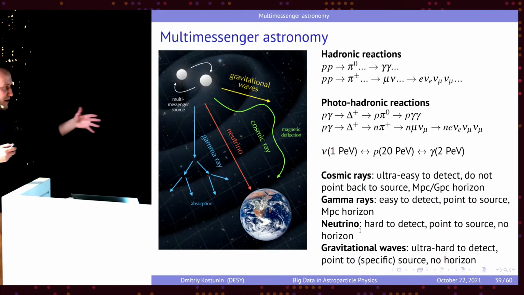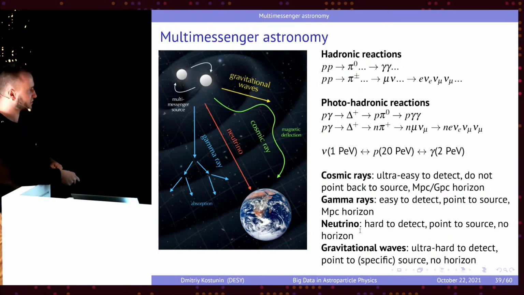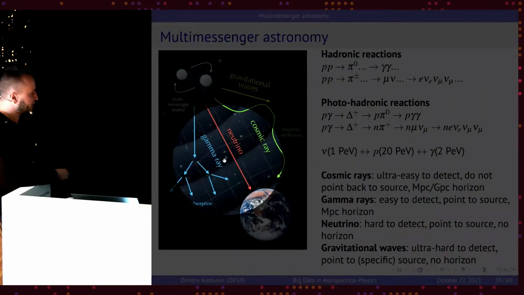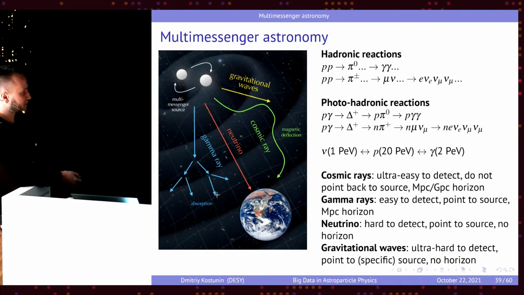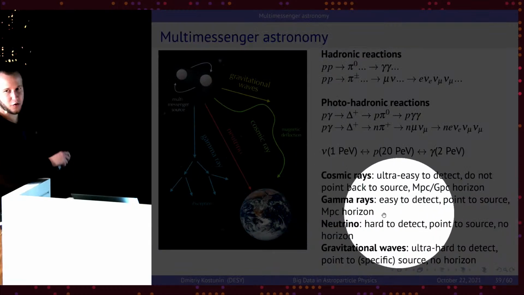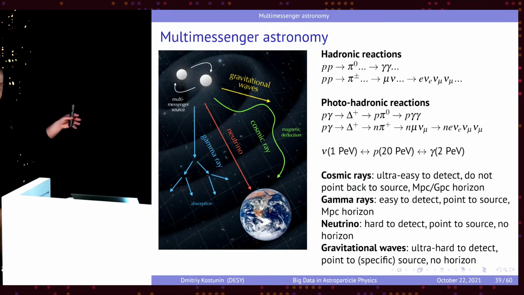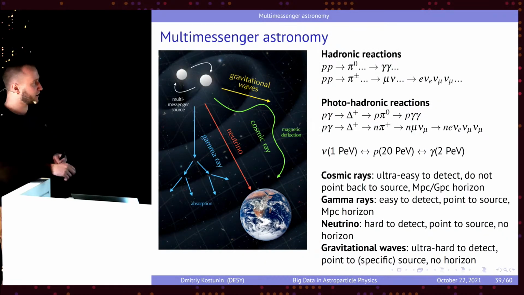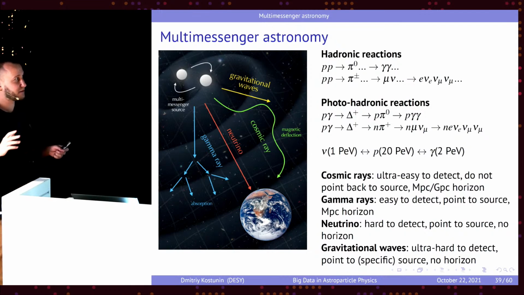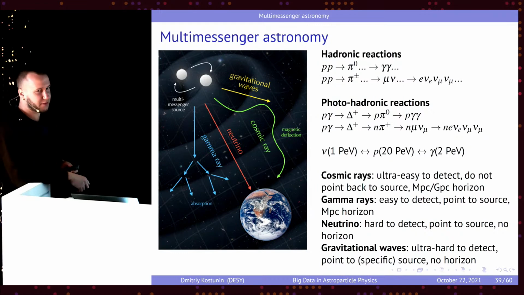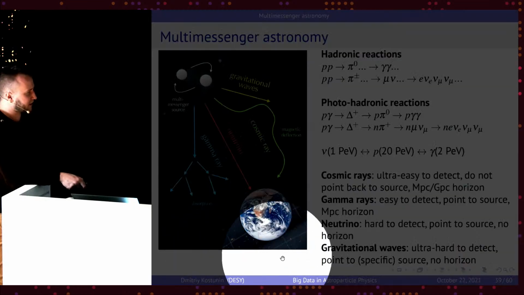So on the megaparsec scale, they are suppressed very heavily because of the interaction with the background in space. Neutrinos are hard to detect, and they have no horizon. So in principle, we can see neutrinos from whatever location in the universe, starting from very, very cosmological distances. If something happened on a gigaparsec scale and we detect a neutrino from it, it's fully possible, whatever energy it has. And gravitational waves are ultra hard to detect.